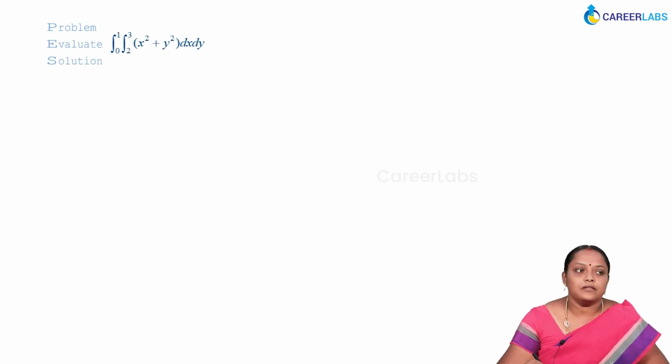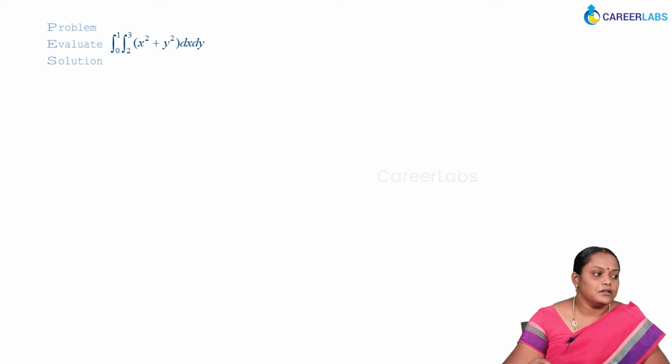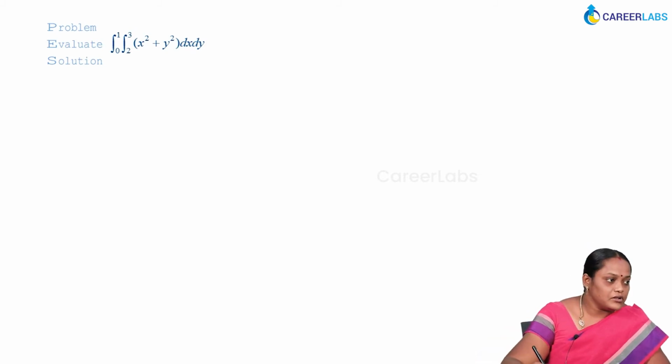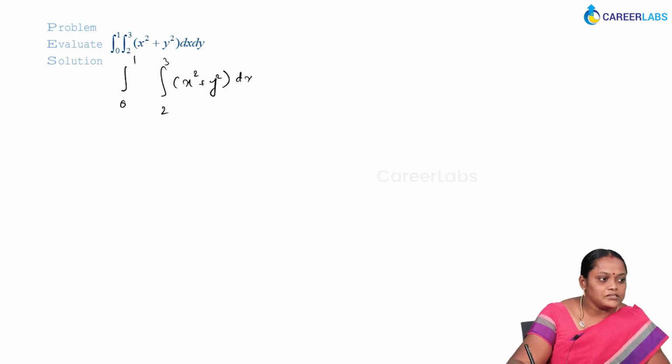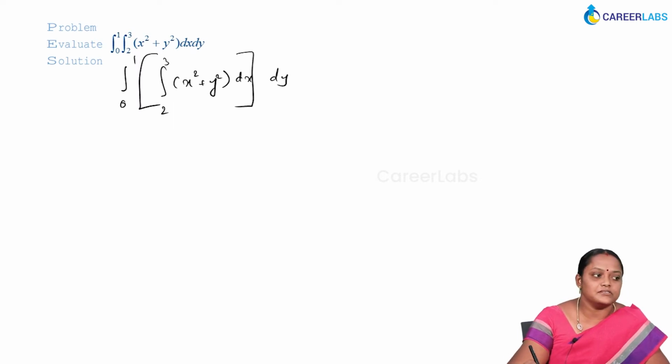Now we are going to evaluate double integral 0 to 1 and integral 2 to 3 x square plus y square dx dy. Here both the limits are constant limits, right? So here you are going to have integral 0 to 1 and the inner integral is 2 to 3 x square plus y square dx dy. So first let us evaluate the inner integral. So we are going to integrate first the inner integral, then finally whatever the answer you are going to get, that we are going to integrate with respect to dy. This we call it an iterated integral.